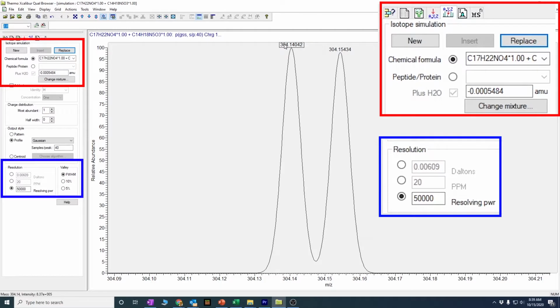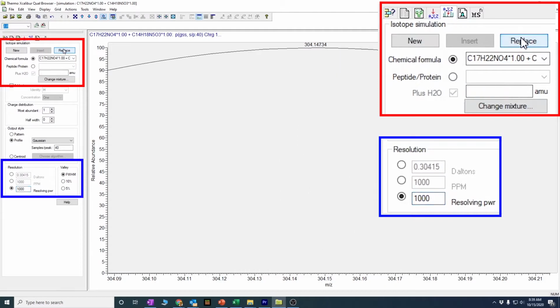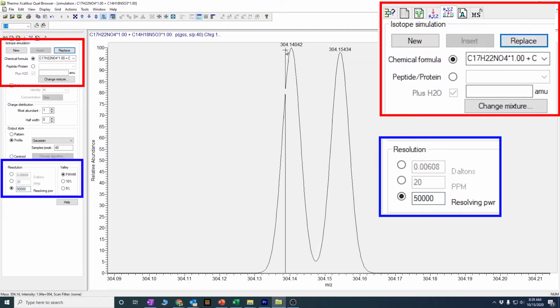Now we can see the two peaks, but these decimal places also mean something. Before, we couldn't tell the difference between 304.14 and 304.15. When we were at resolving power 1,000, it didn't matter. We might as well have the nominal mass, just this big lump at 304. But when we get up to resolving power 50,000, it does make a difference. We can clearly see two different peaks at 304.14 and 304.15.